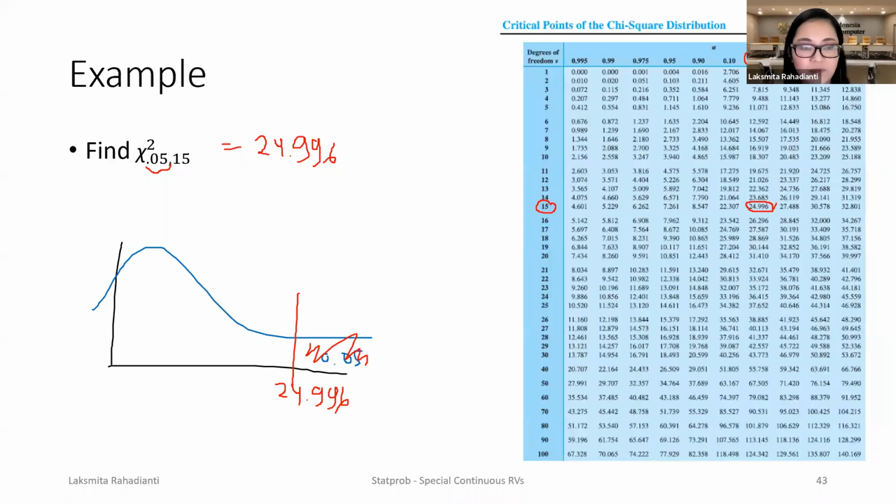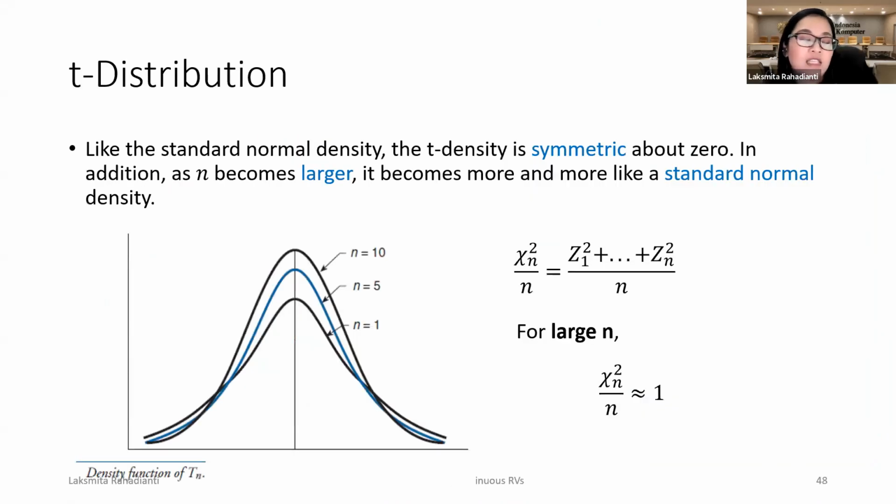Derivation. Why do I say that this is the most important derivation? Because it still has the same symmetric property and the same centered at zero property as the normal distribution. So as you see here, the T density is symmetric at zero. So that's the same thing as normal. And as the n becomes larger, it becomes more and more like standard normal density.